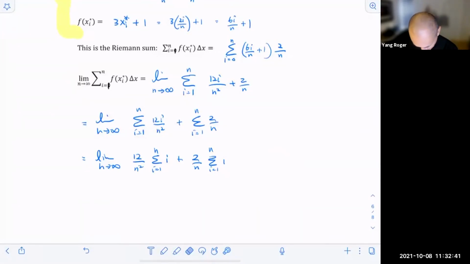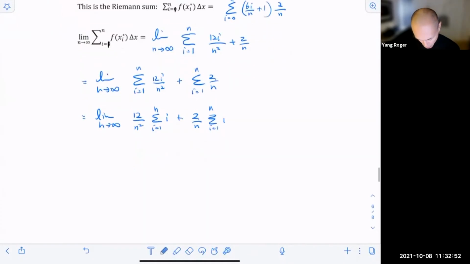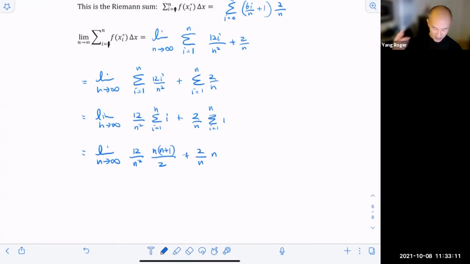So thank you, Michelle. Yes, this is a 1, not an i. I factor out the 2 over n like that. Okay. These guys are both starting at 1. So then this guy becomes the limit as n goes to infinity. You got 12 over n squared, and then you're going to have n times n plus 1 divided by 2. And then for the second term, we're going to have a 2 over n times n, because when you add 1 to itself n times, you get n.